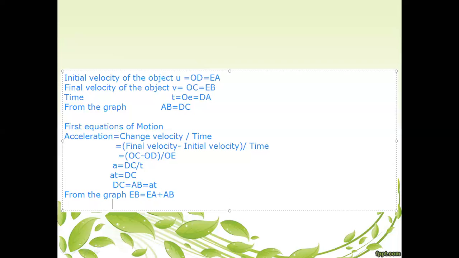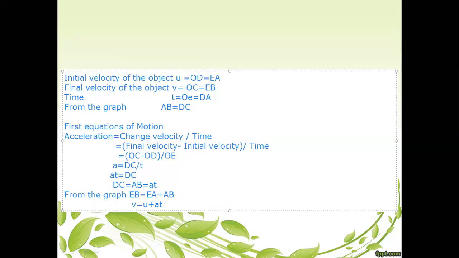So EB equal to B equal to EA equal to U plus AB. We find out the DC equal to AB equal to AT. So AB value is AT. So this is the first equation of motion derived from the graph.